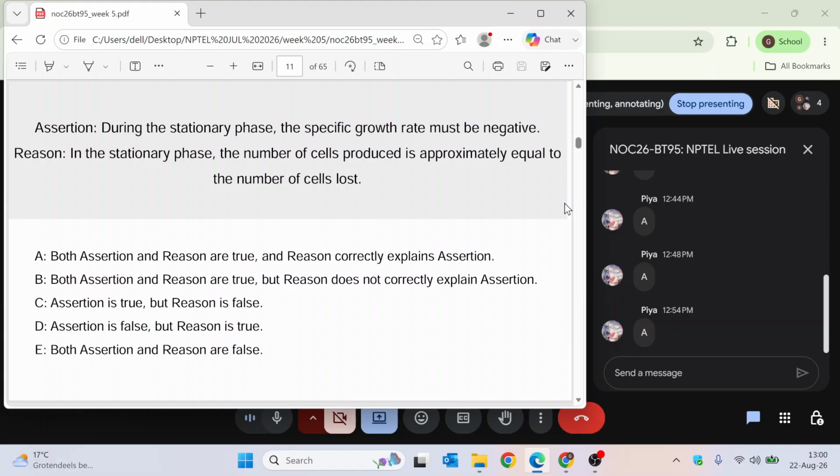The next question is, the assertion states that during the stationary phase, the specific growth rate must be negative. The reason is, in the stationary phase, the number of cells produced is approximately equal to the number of cells lost.